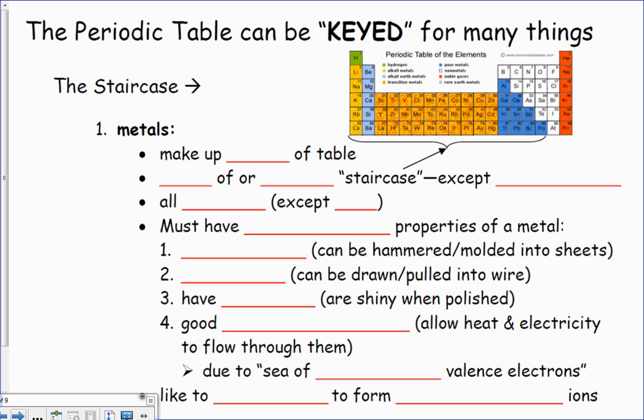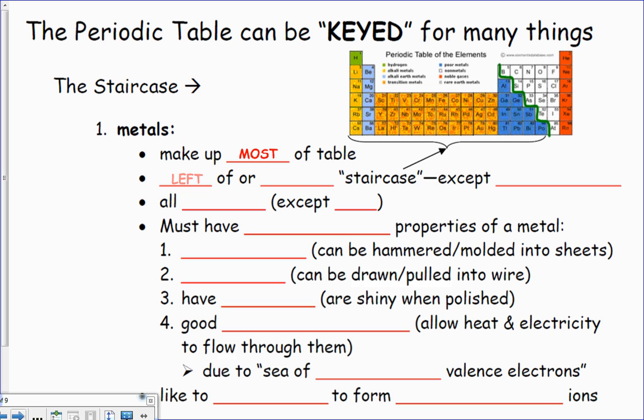We can key the periodic table for many things. The staircase, that is this piece here. I will do it in green. This is what we call the staircase. On your periodic table, it is bolded, okay? Everything to the left of that is a metal. So most of the periodic table is metal.